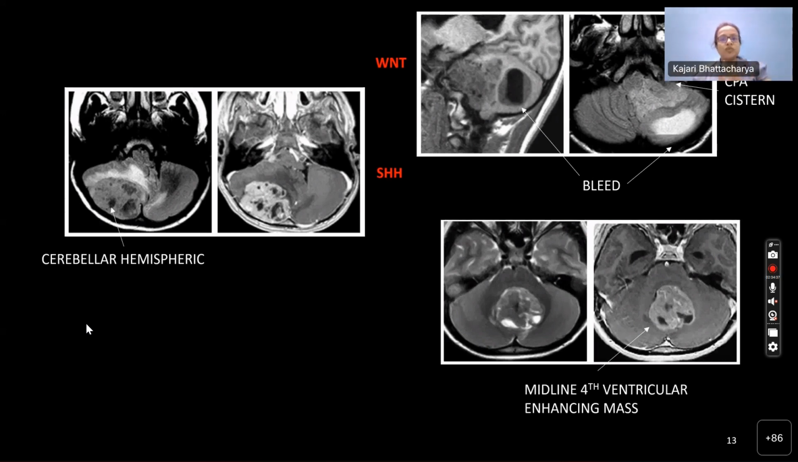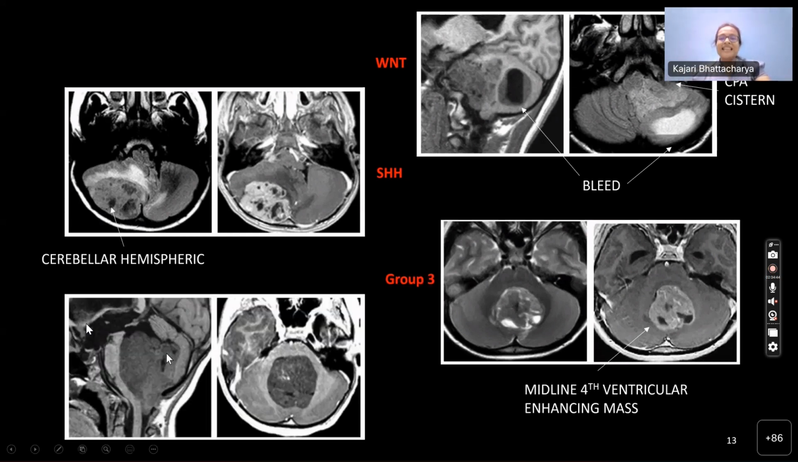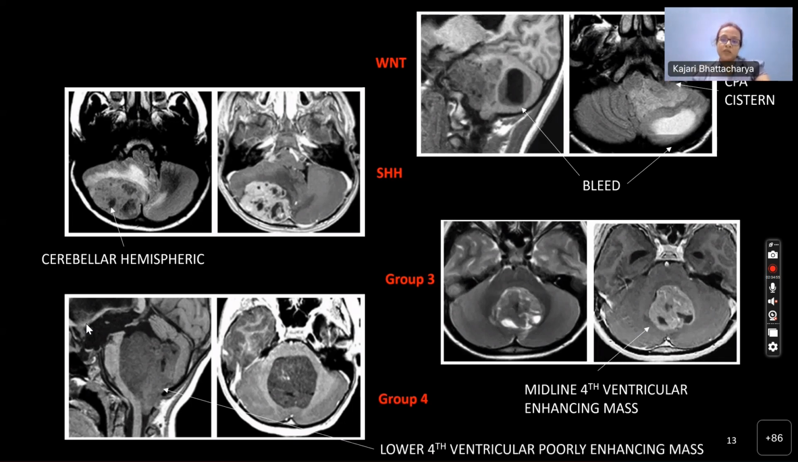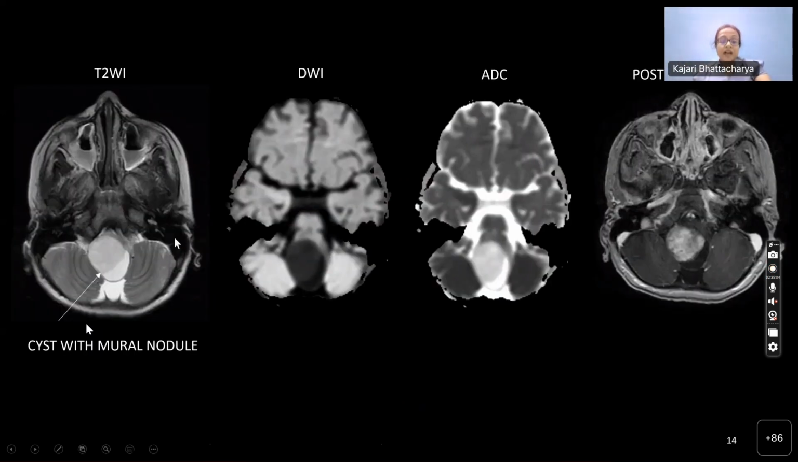The difference between the group 3 and group 4 is basically that the group 3 lesions generally enhance more vividly, whereas the group 4 lesions enhance much less, and they are generally located towards the lower part of the fourth ventricle, whereas the group 3 are located more on the upper part. So on the imaging also we can get a hint regarding what kind of a medulloblastoma we are looking at, after we have decided in our mind that this is a high cellularity, high grade tumor, likely a medulloblastoma.